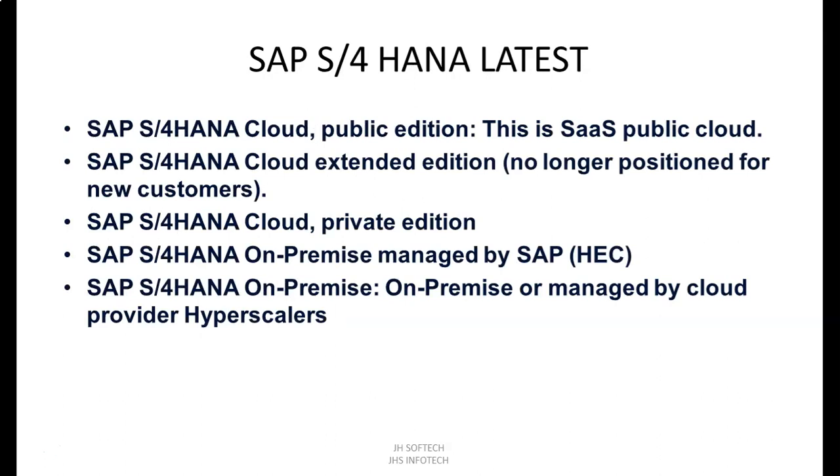Now, what are the latest deployments that we have? SAP S4 HANA Cloud Public Edition. This is a software as a service public cloud. Then we have S4 HANA Cloud Extended Edition, no longer positioned for new customers. So it's basically for those who are already on cloud. And SAP S4 HANA Cloud Private Edition, SAP S4 HANA on-premise managed by SAP using HEC. And then we have SAP S4 HANA on-premise or managed by cloud provider hyperscalers.